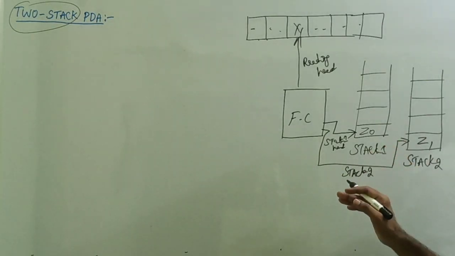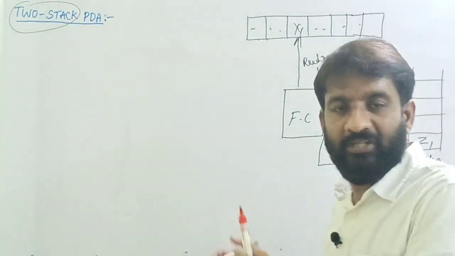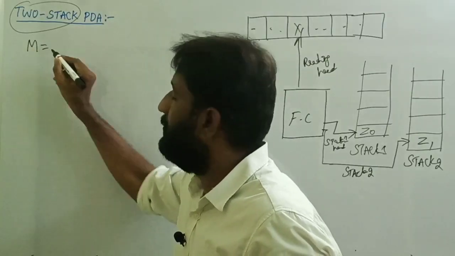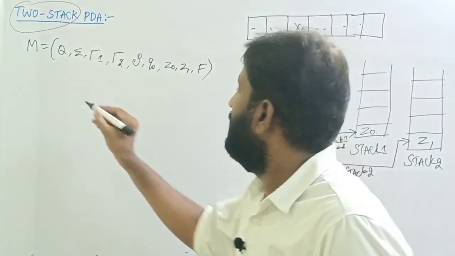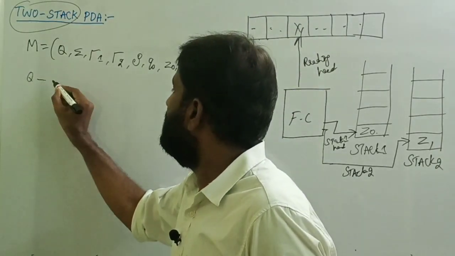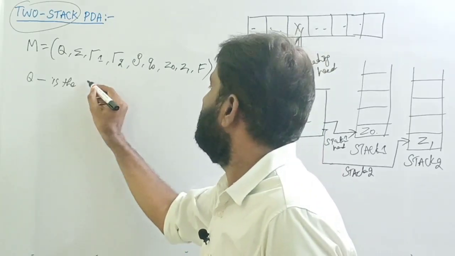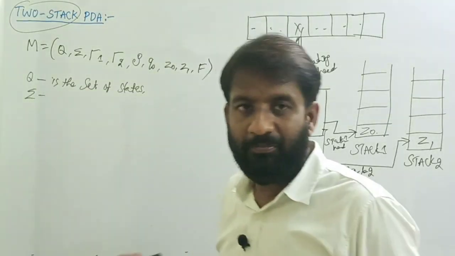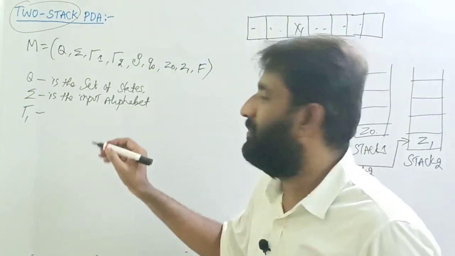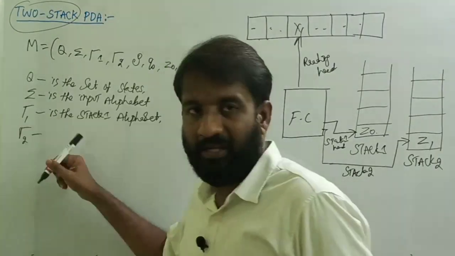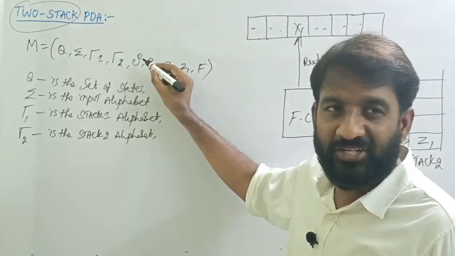We can define this two stack PDA mathematically. The formal definition of the two stack PDA is M equals to the tuple. Let me define them one by one. Capital Q is the set of states. Sigma is the input alphabet. This is the stack 1 alphabet. This is the stack 2 alphabet. Let me define the transition at last.